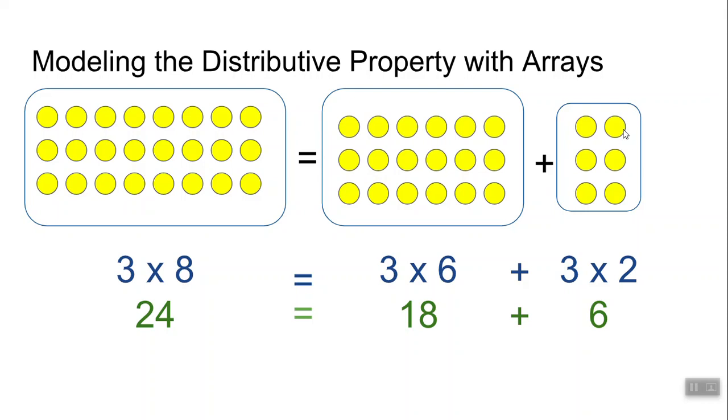Here, in my very last array, I have still 3 rows, 1, 2, 3, and I have 2 counters in each row. So to find the area of this 3 by 2 array, I skip count by 2 3 times. 2 plus 2 plus 2 makes 6. Notice if I counted all the way along, I would still have 8 counters, but I broke them into groups of 6 and groups of 2 in each row. This shows that I can still get my product of 3 times 8 by breaking 8 down into 2 parts. Here I broke it into 6 and 2.